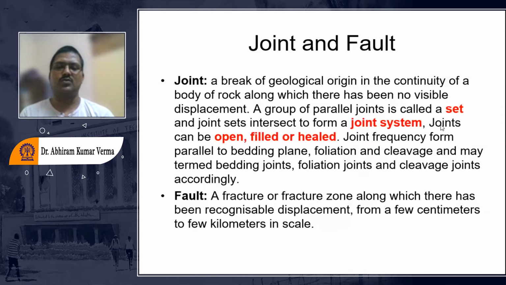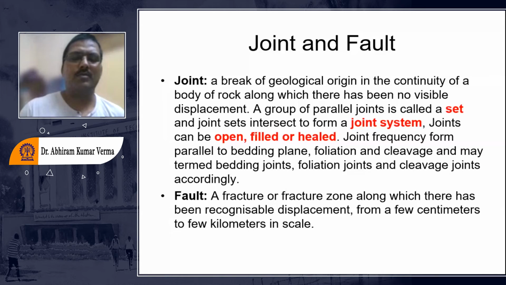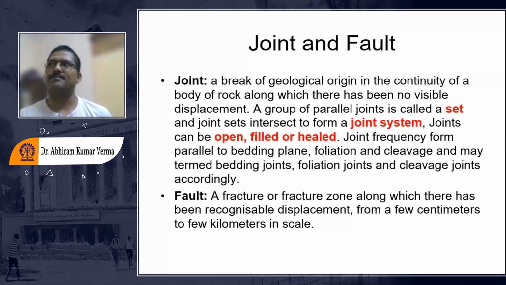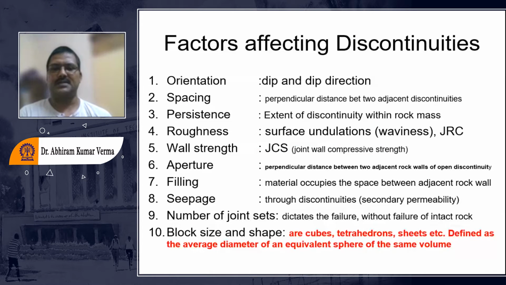And then there are two kinds of joints: the open joint and the filled joint. Another parameter we define is the joint frequency, because the separation between the joints will not be uniform, as it is varying. So we try to find out how many joints are there per 1 meter length. Based on this ISRM, we have these 10 parameters, which we'll see slowly, and what their effects are.